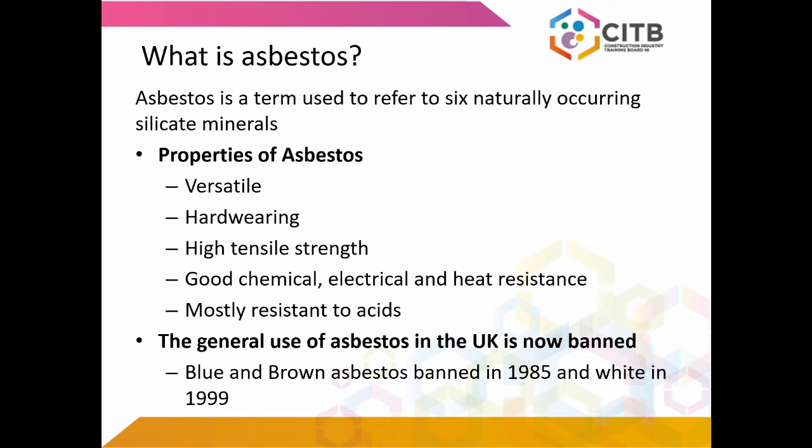Asbestos is a term used to refer to 6 naturally occurring silicate minerals. The properties of asbestos: versatile, hard wearing, high tensile strength, good chemical, electrical and heat resistance, mostly resistant to acids. The general use of asbestos in the UK is now banned. Blue and brown asbestos were banned in 1985 and white in 1999.